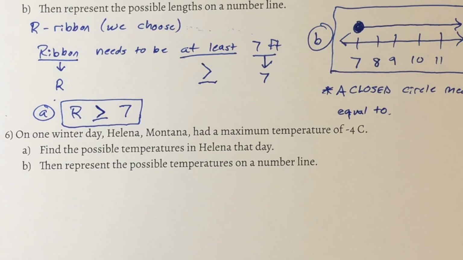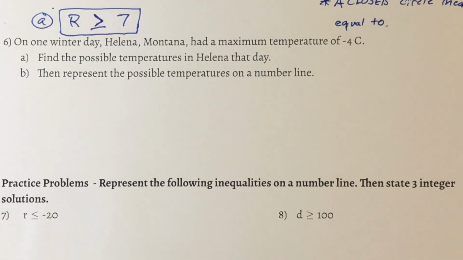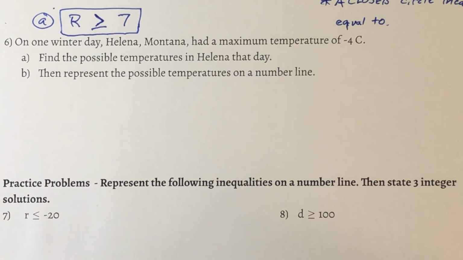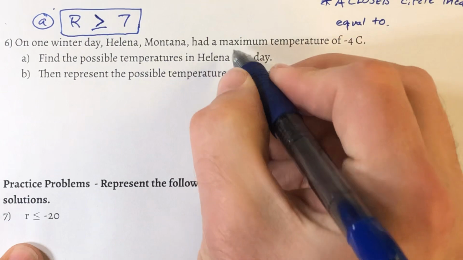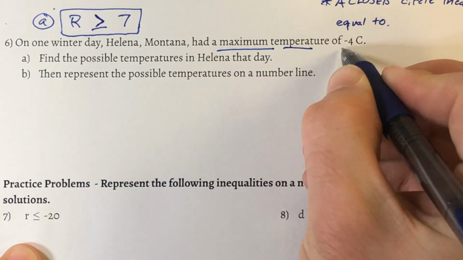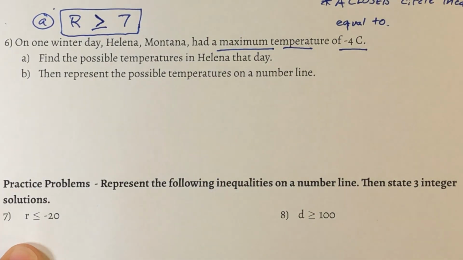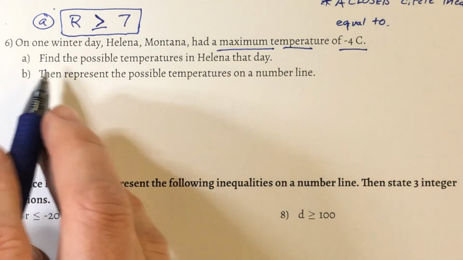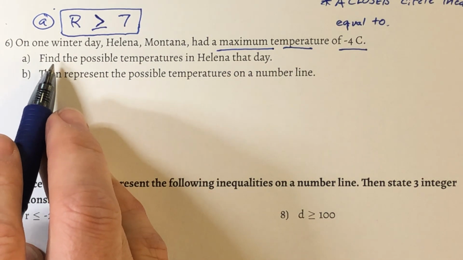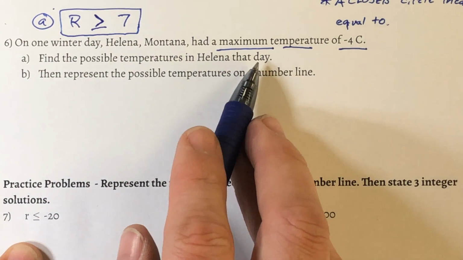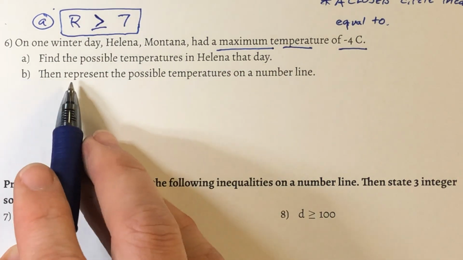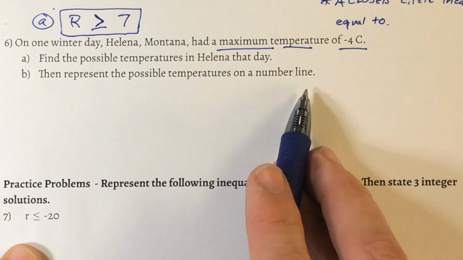Okay, next example. On one winter day, Helena, Montana, had a maximum temperature of -4 degrees Celsius. I know, that's what I call a nope temperature. A: find the possible temperatures in Helena that day. And B, represent the possible temperatures on a number line.